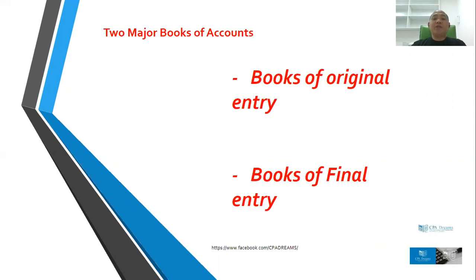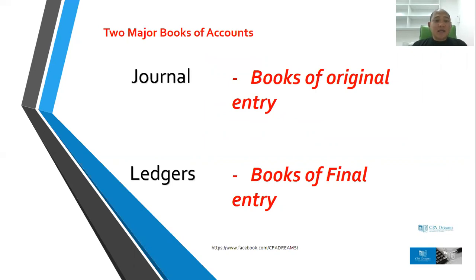Again, two major books of accounts. We have journal and ledgers. Journal is what they call books of original entry, and ledgers are the books of final entry. Which comes first? Of course, the journal and then the ledger.